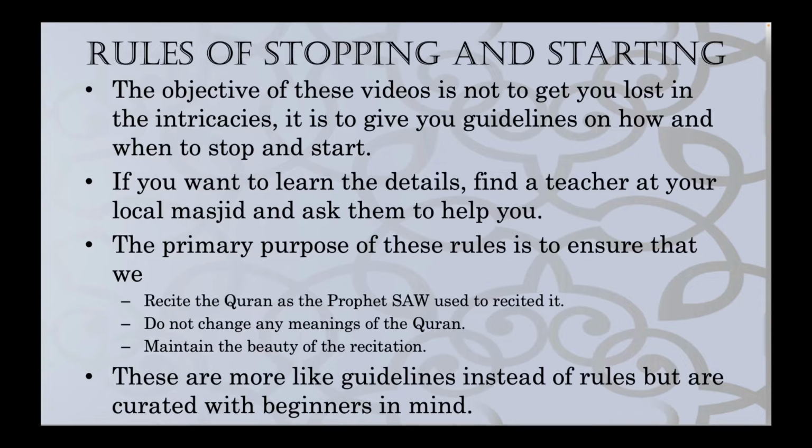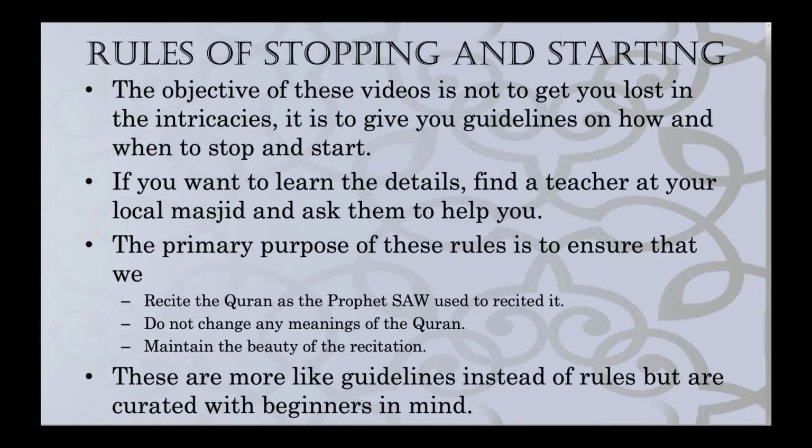But the primary purpose of these guidelines and rules that I'm going to propose to you today is that we want to make sure that we recite the Quran as the Prophet ﷺ used to recite it. We do not change the meaning of any of the verses of the Quran, which would become problematic, and we just want to make sure that the beauty of the recitation of the Quran is maintained. That's the primary purpose of the rules that we're going to be going over today. And again, these are more like guidelines instead of rules, and they're curated with beginners in mind.